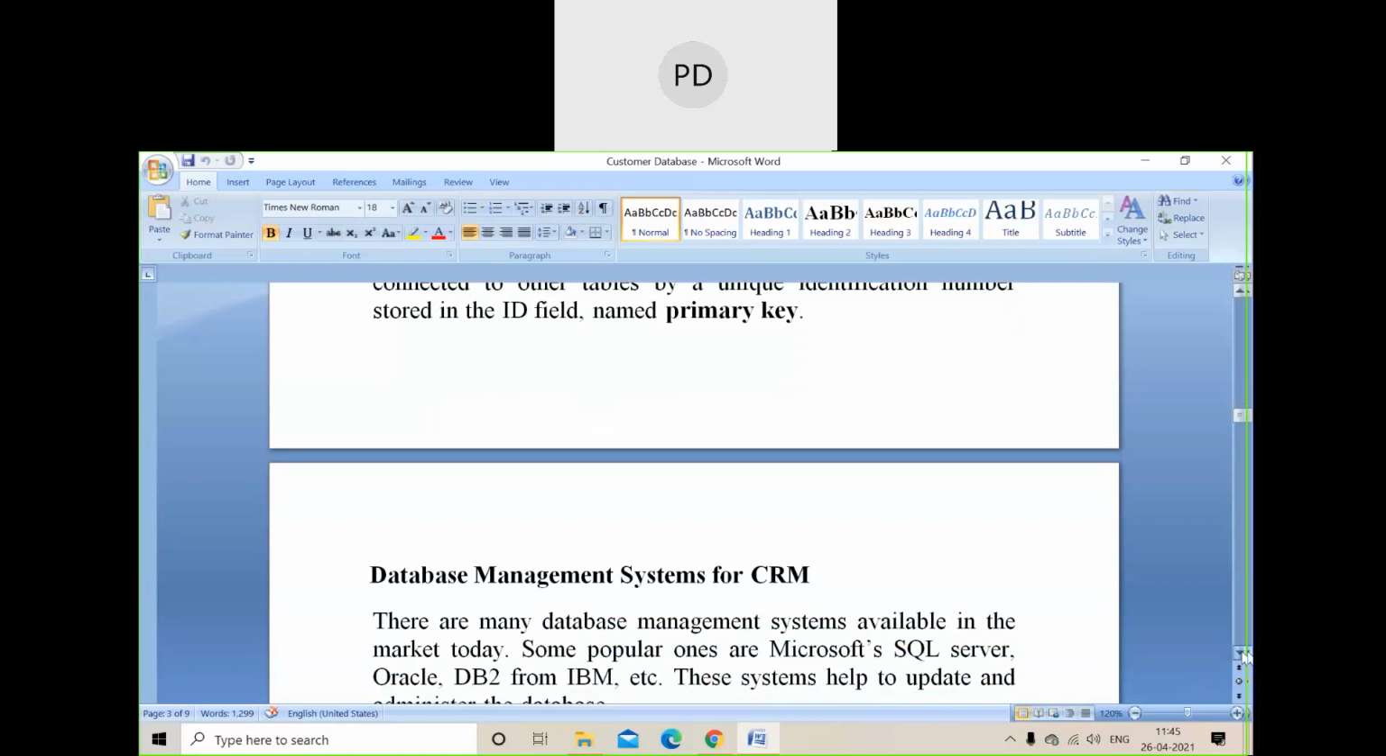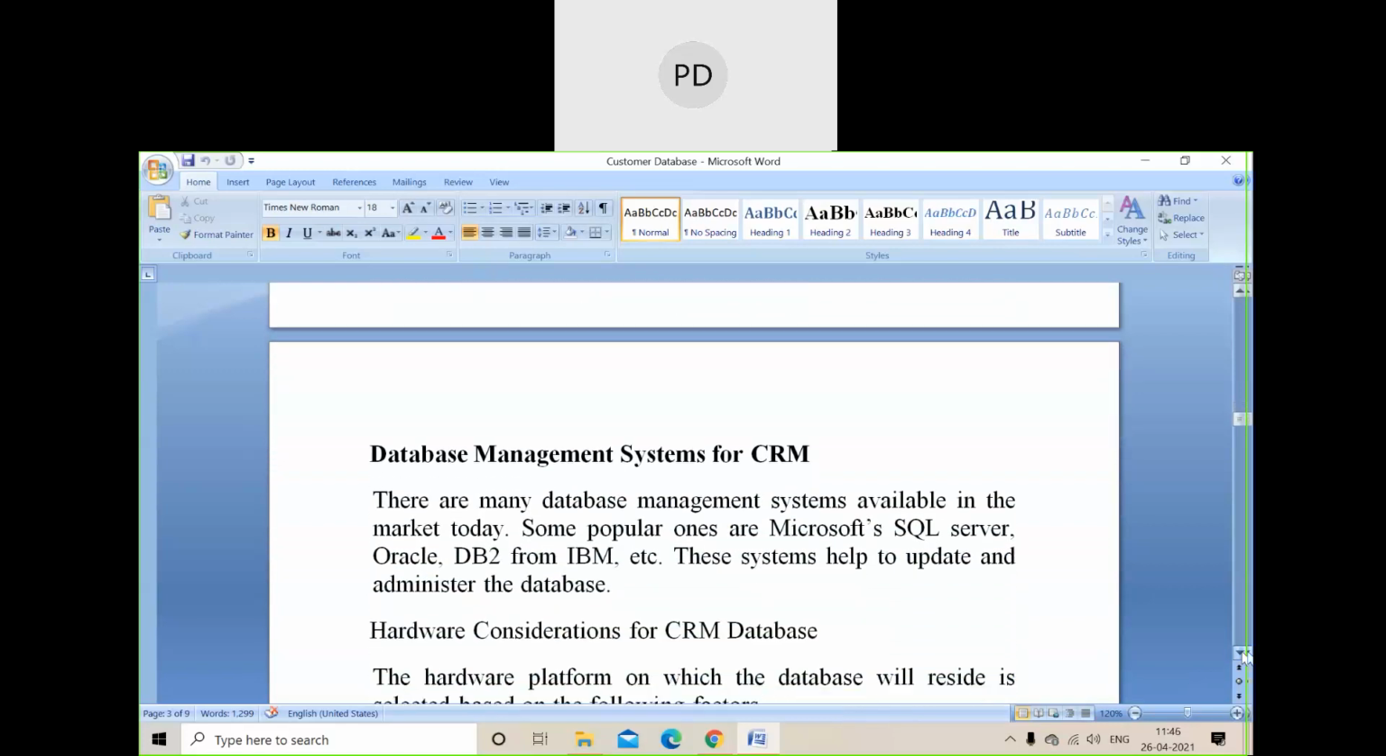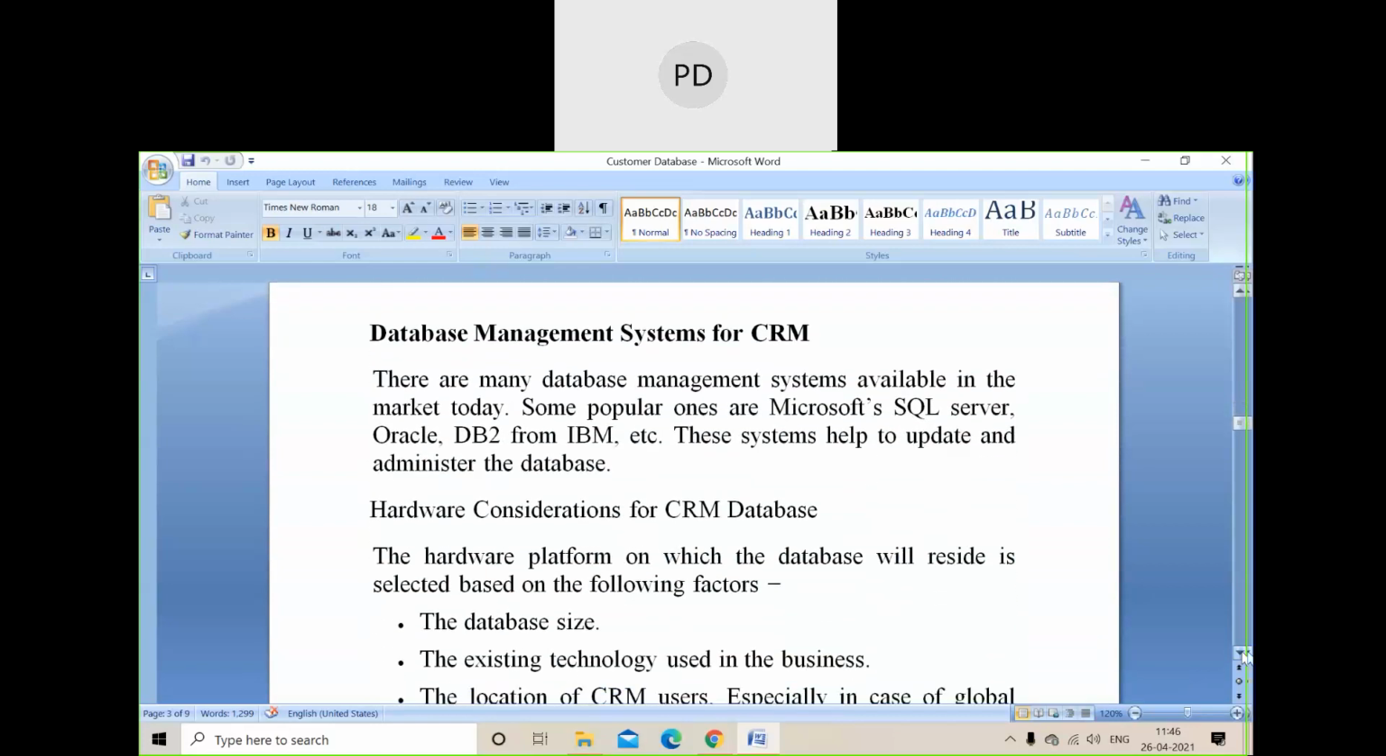Okay, so we talked about relational database architecture. Now let's talk about database management systems for CRM. These database management systems are carried out by using Microsoft SQL, Oracle, and DB2 and IBM, etc. Okay, these systems help to update and administer the database. So what are the hardware considerations for CRM database? हार्डवेयर मतलब जिस कंप्यूटर में आप डाटाबेस स्टोर करोगे, ठीक है, about that particular system we are talking about. So for example, we have to have some factors. Following factors are the considerations for hardware.